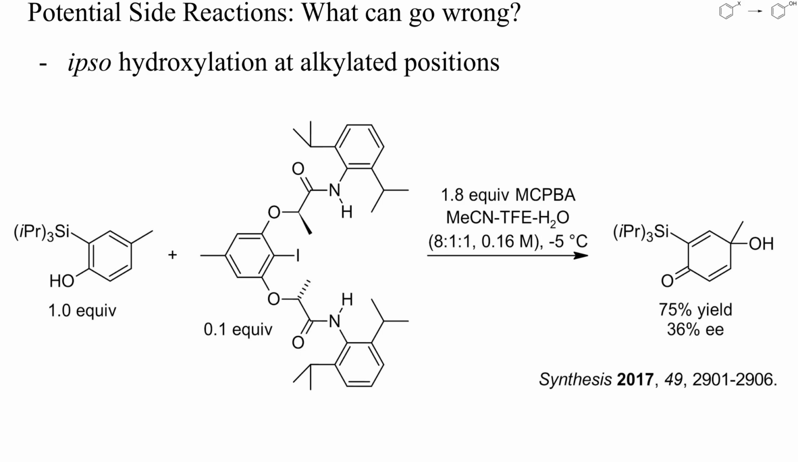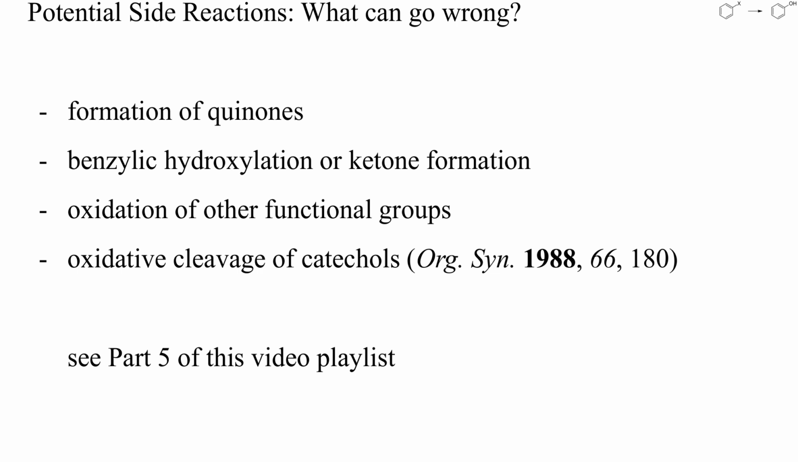Phenols are easy to oxidize, and this is the weakest spot of this strategy. If an excess of oxidant is used, the product may be oxidized further. Here, for instance, a cresol was hydroxylated at the methylated 4 position under mild conditions. Moreover, benzylic positions, in particular those of phenols, are also readily oxidized to alcohols or ketones. Then, catechols can even be cleaved to muconic acid derivatives. In part 5 of this playlist, you can find a number of oxidative transformations of phenols that can occur as side reactions during the preparation of phenols by oxidation.